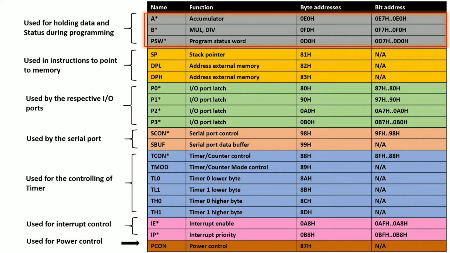Where we will use the accumulator for every arithmetic operation. By default, the first operand is your A. That is your accumulator. Okay. Next, coming to the B register. What is meant by B register?